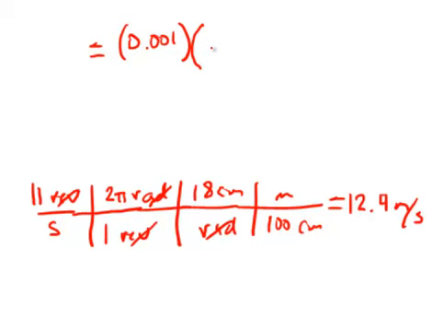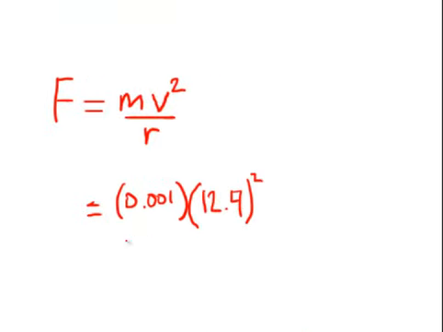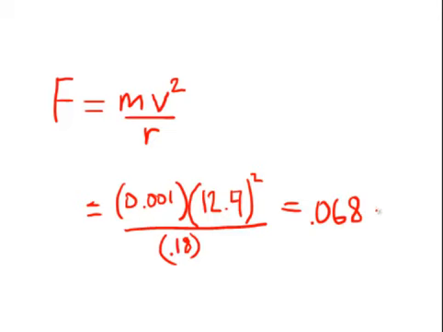So I'll write in up here 12.4 squared. And then the radius is 18 centimeters, and that's not in a standard unit. The standard unit is meters. 18 centimeters divided by 100 is 0.18 meters. And so I can calculate this. It gives us a force of 0.068 newtons. Since everything was a standard unit, I get a standard unit of force out.